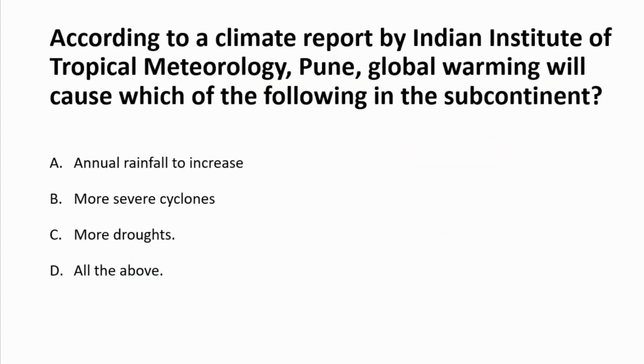The next question is, according to a climate report by the Indian Institute of Tropical Meteorology, which is based in Pune, global warming will cause which of the following in the subcontinent? Annual rainfall to increase, more severe cyclones, more droughts. I have read that particular article to you and explained it to you, and all these three are possibilities if the global warming concern persists through this century, up to 2100. So the correct answer for this would be again all of the above.